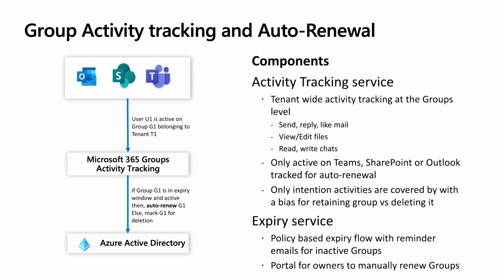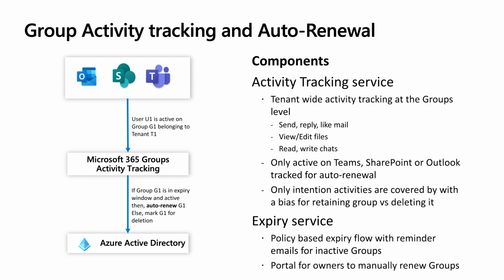Secondly, the activity tracking service looks for activities only in 3 apps, which is Teams, SharePoint, and Outlook. For example, if you have a Yammer community that is being actively used and you're uploading files, because there's SharePoint usage, the Yammer community is going to get auto-renewed. But if that Yammer community is not seeing a lot of file usage, then that today is not a part of the activity tracking service. And this is again, just a point in time. We do plan to enhance this in the coming year.